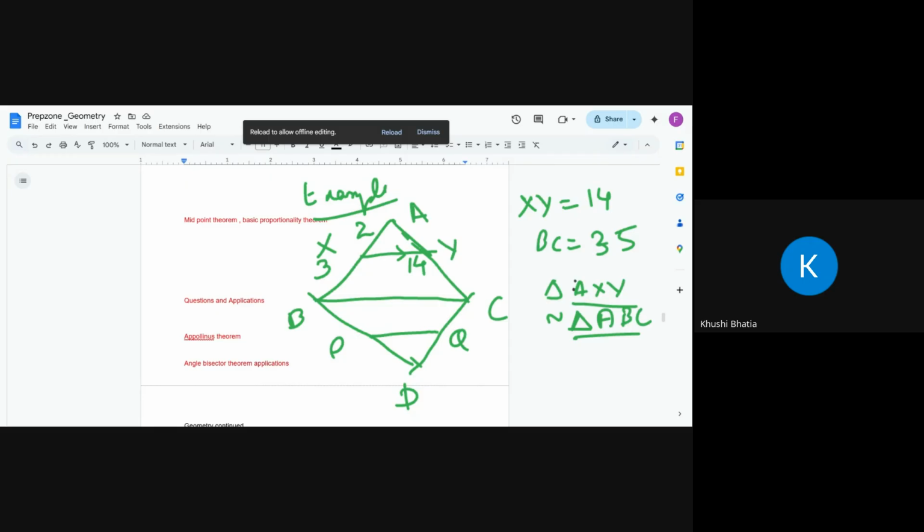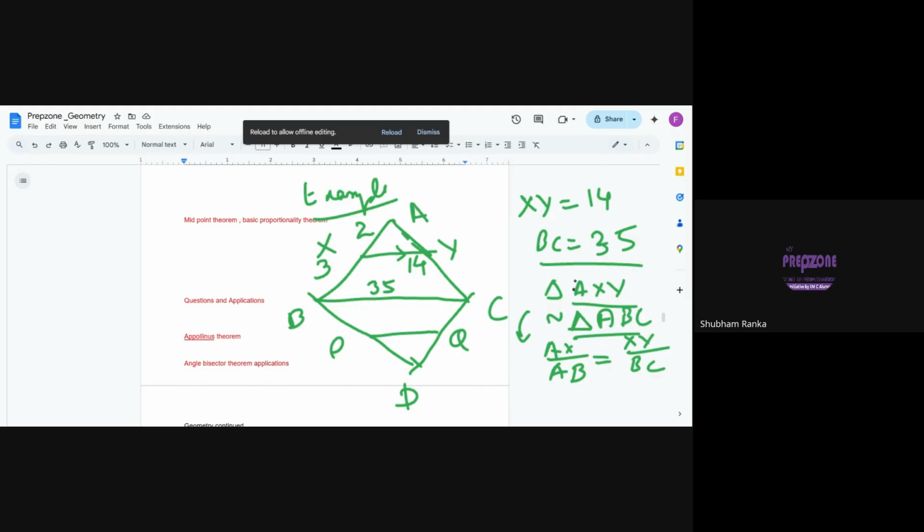The lengths XY and BC will be in the same ratio as AX and AB, not XB. Yes, because the triangles are similar. The ratio AX by AB will be the same as XY by BC because of similarity. So if this is 14, I can also conclude 35, which was already given.